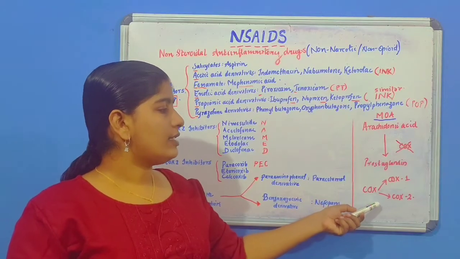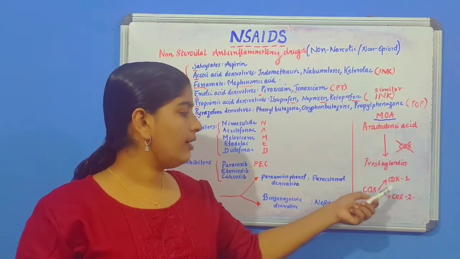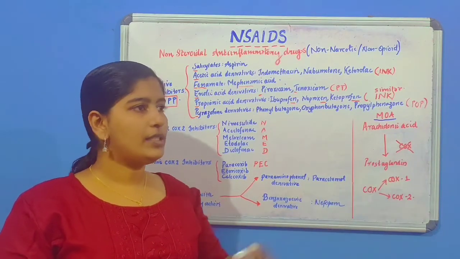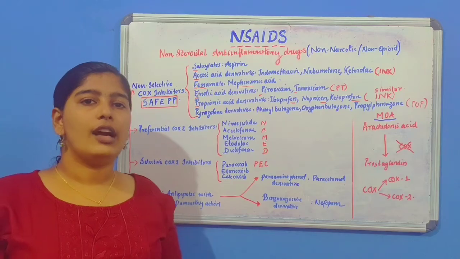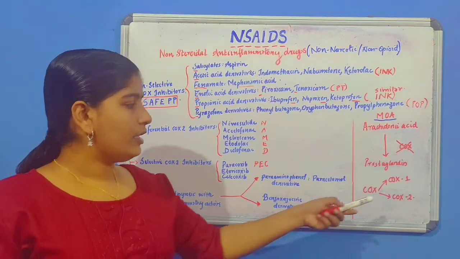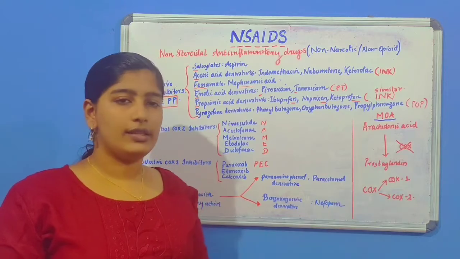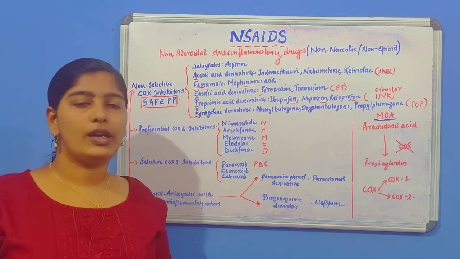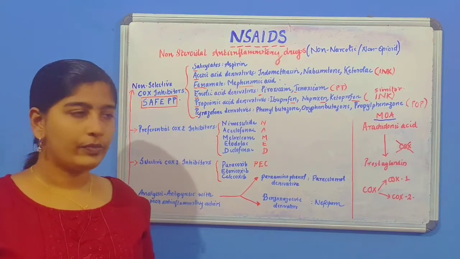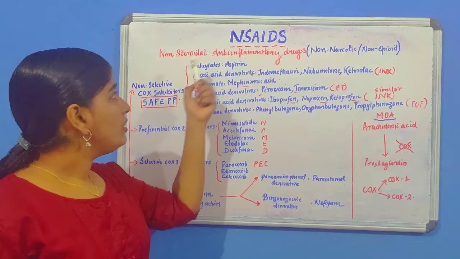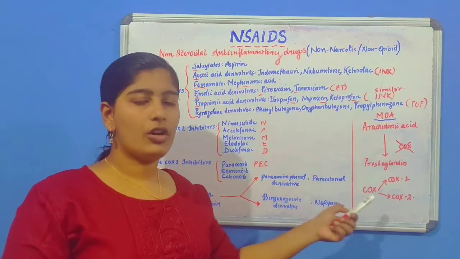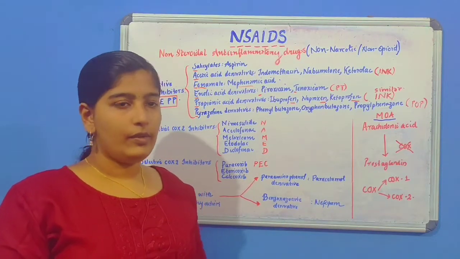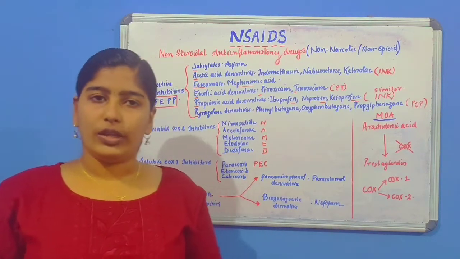Now, the cyclooxygenase enzyme has two isoforms: cyclooxygenase 1 and cyclooxygenase 2. This COX-1 enzyme has physiological housekeeping functions, whereas the cyclooxygenase 2 enzyme, or COX-2 enzyme, is present at the site of inflammation induced by cytokines or other signal molecules. Also, we have to know that most of the NSAIDs are non-selective COX inhibitors. They inhibit both COX-1 and COX-2 enzymes. But there are also selective COX-2 inhibitors.